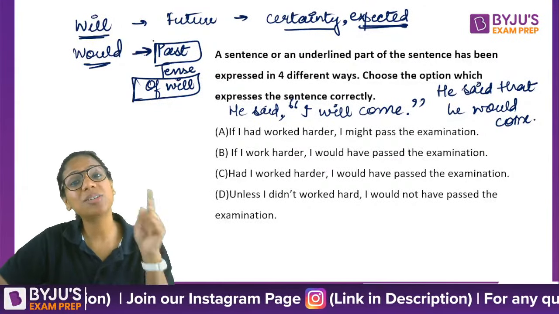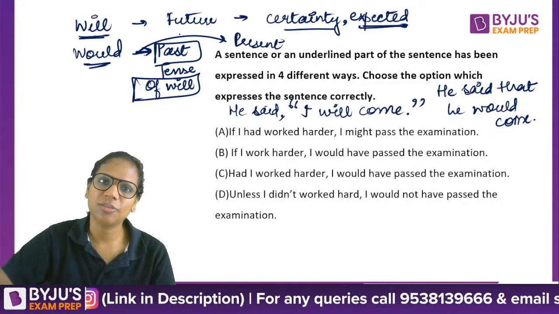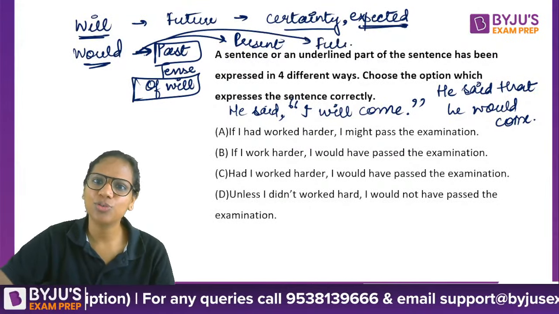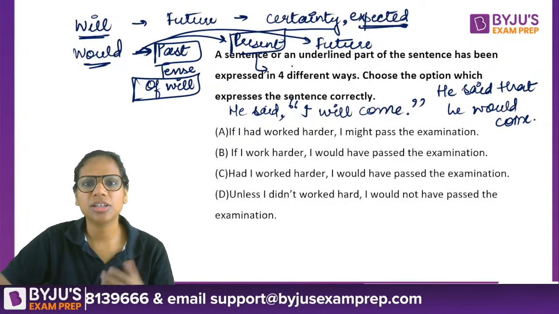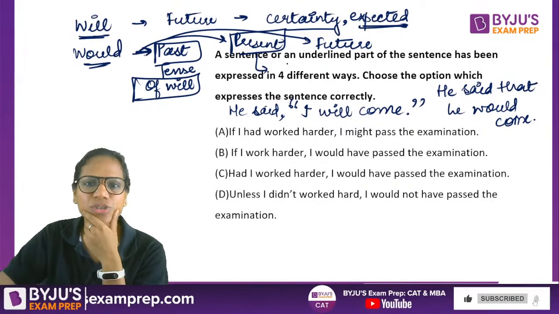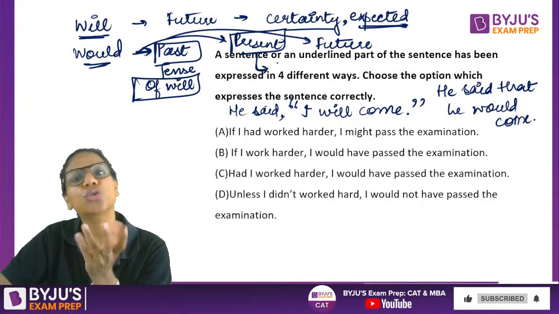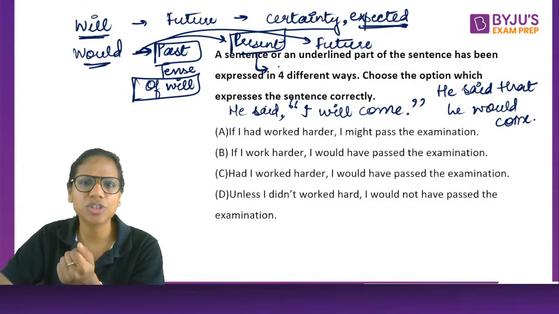But would can be used in the present also. Would can be used in the future also. For instance, if I say, would you please give me this? Would you please pass this to me? Would you or could you, both are acceptable here when you're making a polite request. Would you please do this for me?